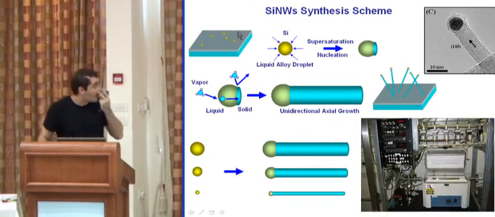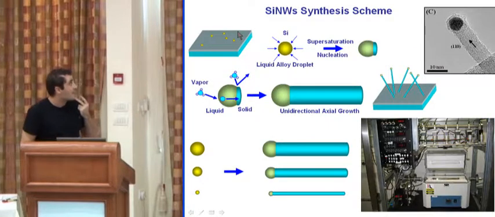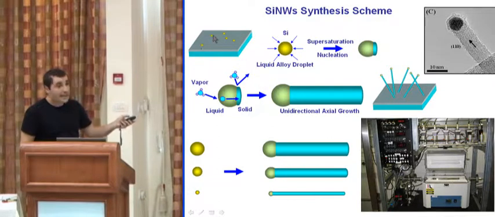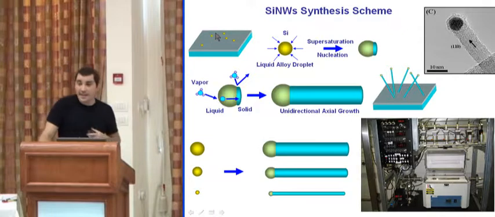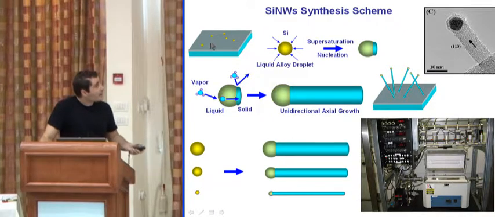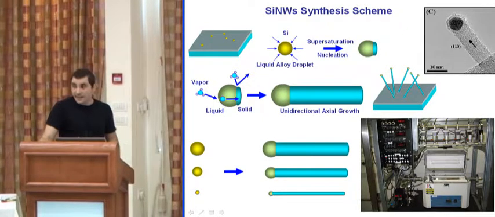Okay. So in this scheme, we can see how we synthesize the silicon nanowires. We start from a solid surface. We deposit on this solid surface a catalyst. In this case, the catalyst for the synthesis of silicon nanowires is gold nanoparticles. We introduce this surface into a chemical vapor deposition setup. We heat the system in the presence of silane gas as a precursor. And at a certain temperature, we get the growth of silicon nanowires.